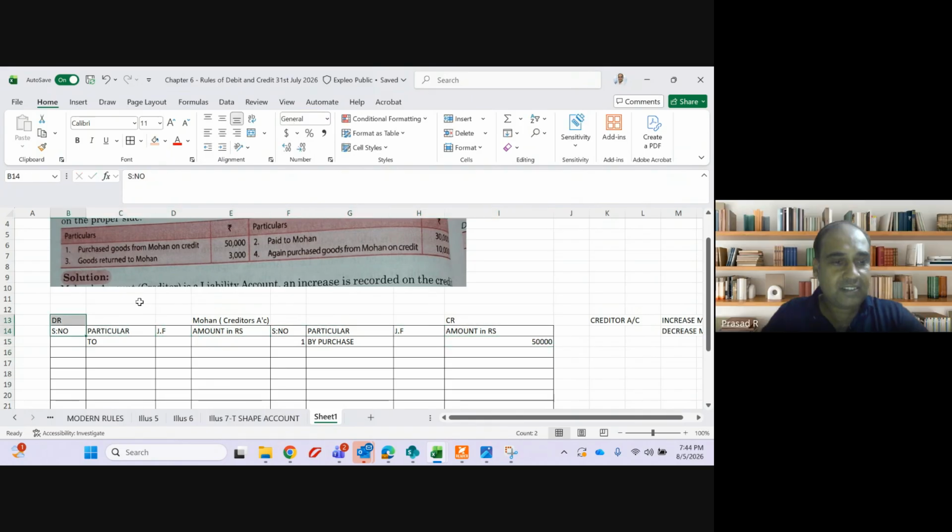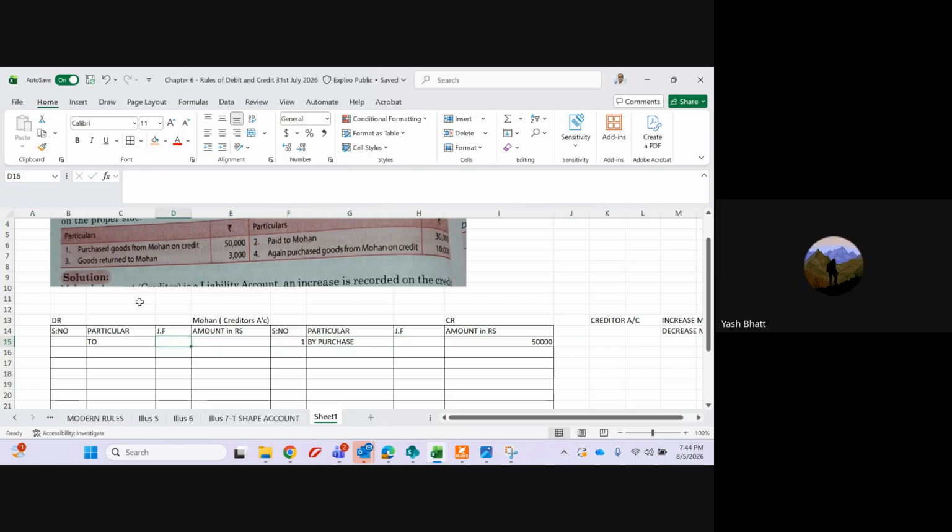If I have to read this transaction from the ledger, can I make a journal entry? Yes, I can. Very easy. Mohan is credited, so to Mohan, which account is debited? Purchase. So from the ledger, I can create a journal entry also. Purchase account debit to Mohan. What is the accounting entry that would have been passed? Purchase account debit to Mohan.